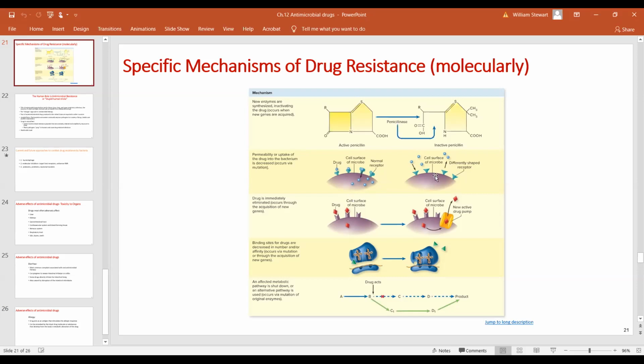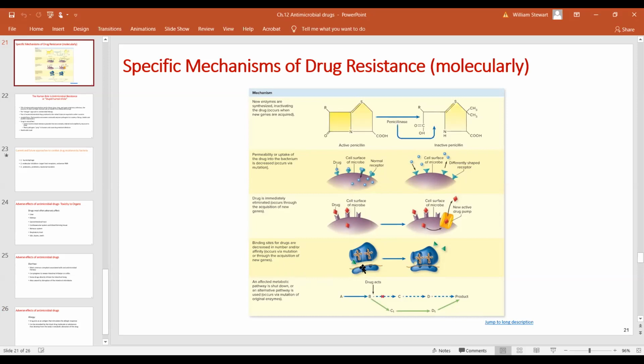In this panel, notice the drug is binding to the bacterial cell. The receptor changed. The drug can't get in. In number 3 here, the drug is getting in. So the receptor didn't change. The drug is getting in, but there is a pump that is pumping that drug out so it never reaches its target site.